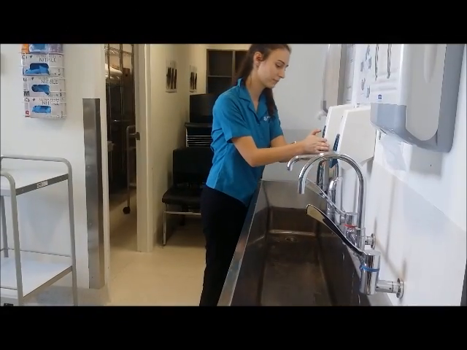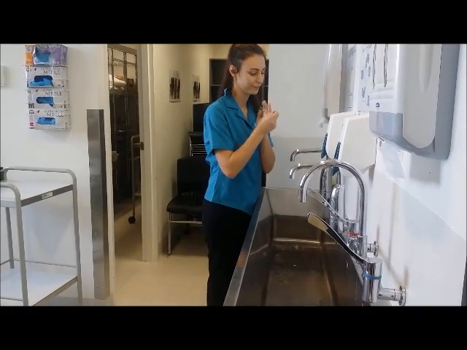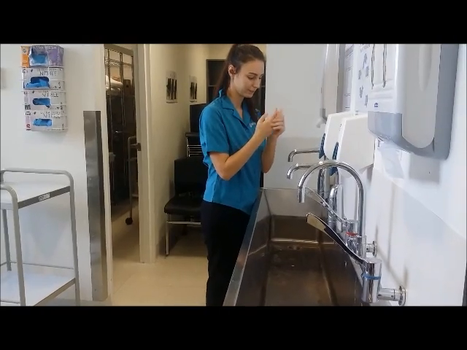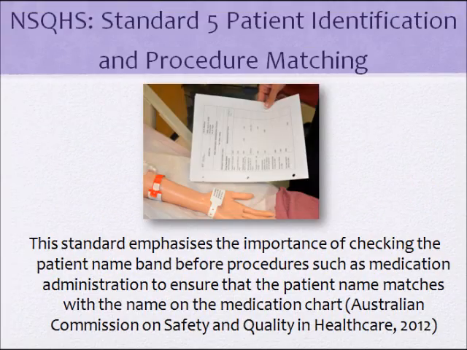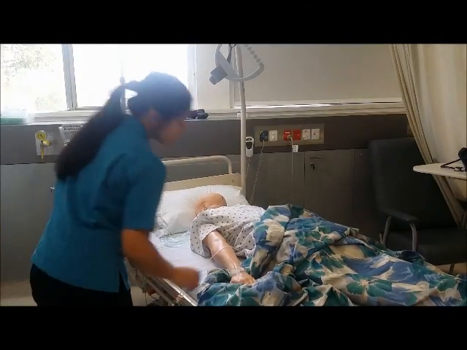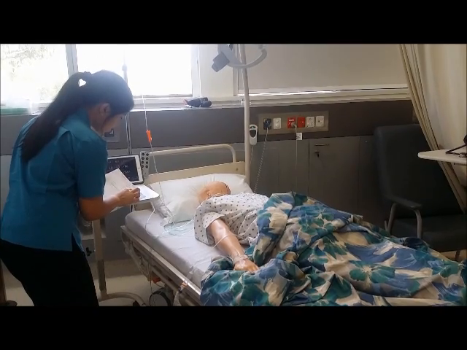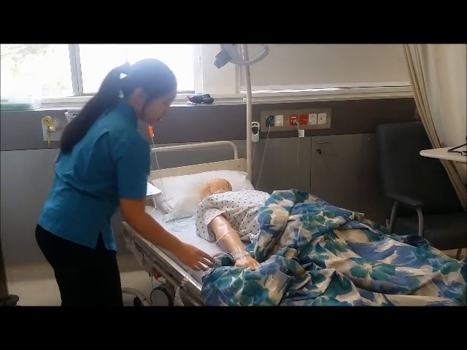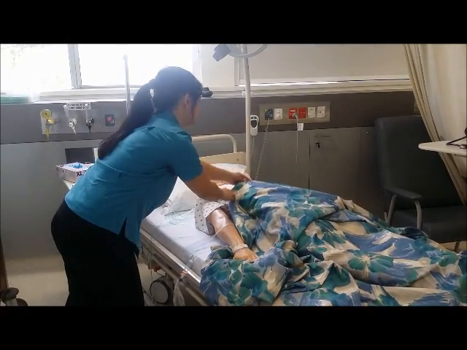According to the NSQHS Standard 3, Preventing and Controlling Healthcare-Associated Infections, we can stop the spread of infections by conducting hand hygiene before and after procedures and before touching patients. Very important to remember NSQHS Standard 5, Patient Identification and Procedure Matching. This involves checking the name band before procedures, such as medication administration, and checking the name is the same on the chart.